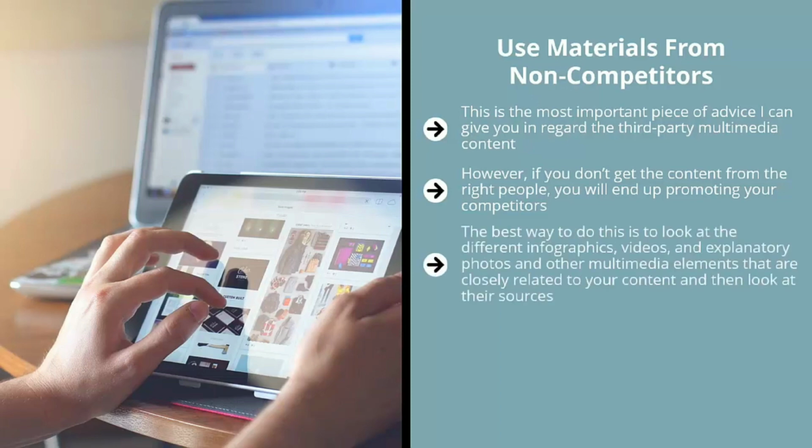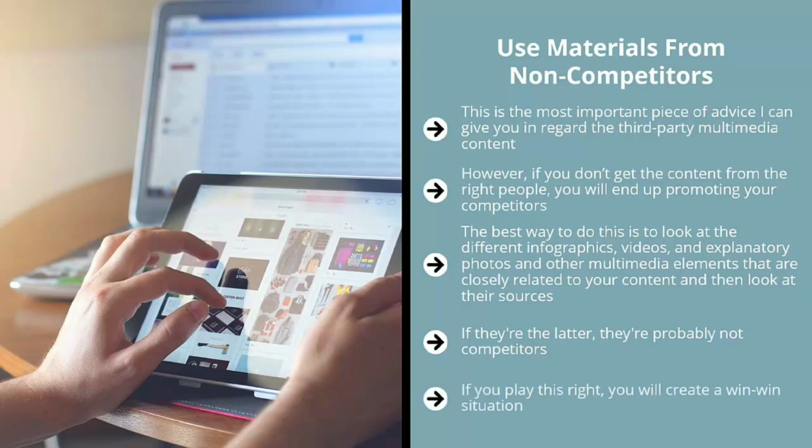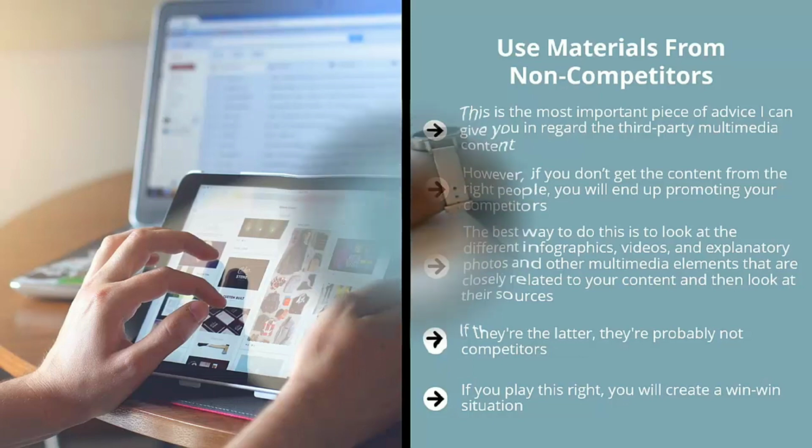The best way to do this is to look at the different infographics, videos, and explanatory photos and other multimedia elements that are closely related to your content, and then look at their sources. Are they directly competing with you, or are they kind of a general knowledge site that is basically just monetized by AdSense, or they are a nonprofit? If they're the latter, they're probably not competitors. They're not pushing a particular product. They're not doing a hard sell. So use their content and attribute to them. If you play this right, you will create a win-win situation. They get traffic and awareness, and you get context and excitement for your content. Everybody can win, but you need to play the game the right way.